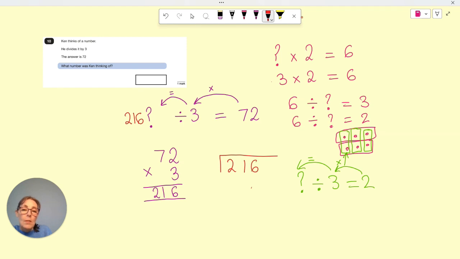216 divided by 3. How many 3's fit into 2? They don't. Cross it out and carry what you haven't used. We haven't used any of the 2. How many 3's fit into 21? 7 times 3 is 21. And how many 3's fit into 6? 2 times 3 is 6.